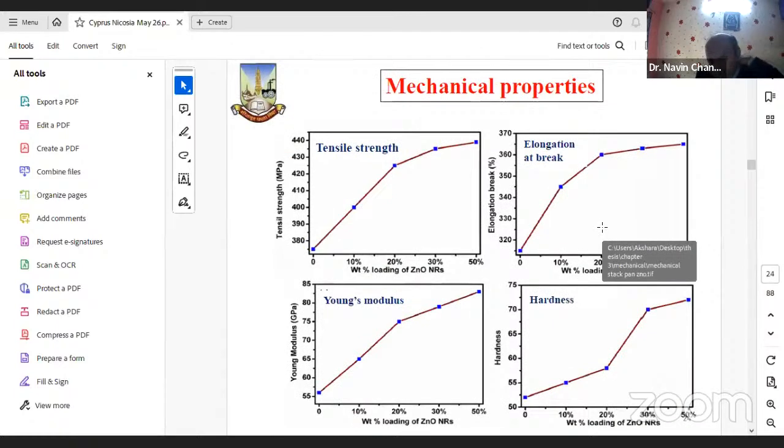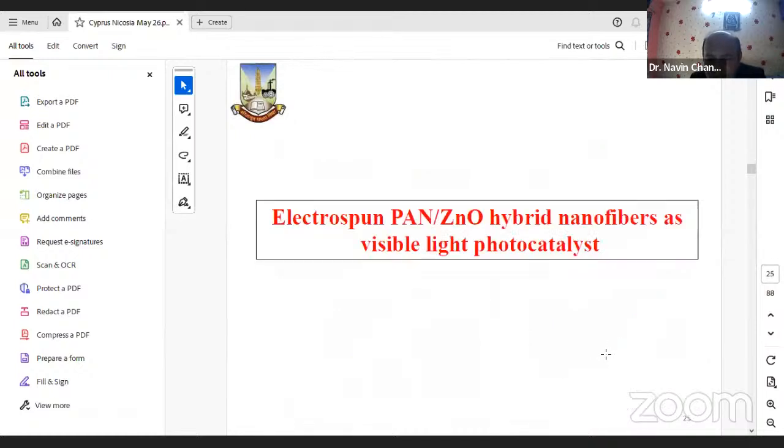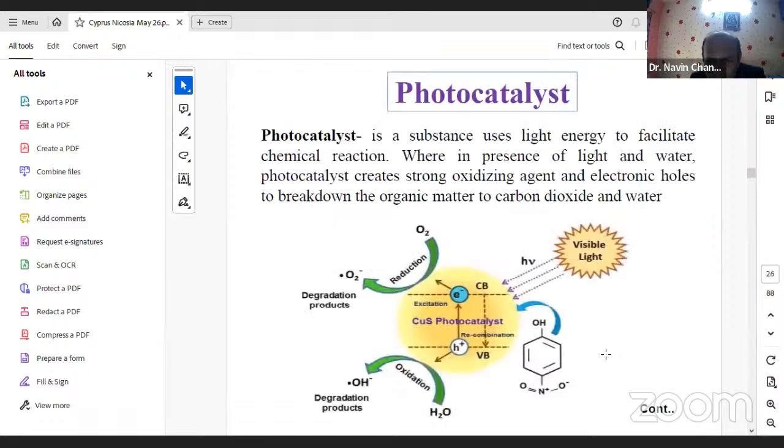Mechanical properties, tensile strain, elongation at break, Young's modulus, and hardness of this particular material are found to increase with increasing weight percent loading of zinc oxide nanorods. We studied the visible light photocatalytic activity of this material. A photocatalyst, as we all know, is a substance that uses light energy to facilitate a chemical reaction. This is the general way of photocatalytic activity. There are two forms: one is oxidation and the second is reduction.